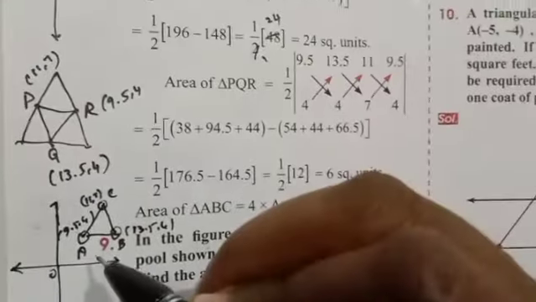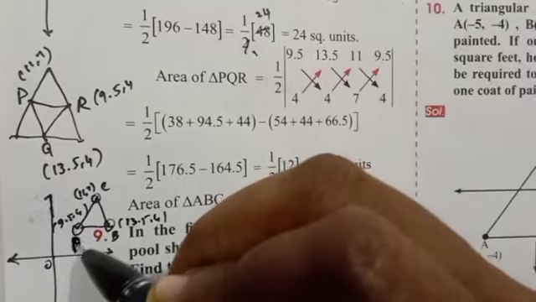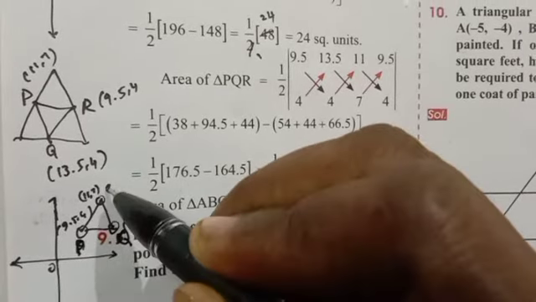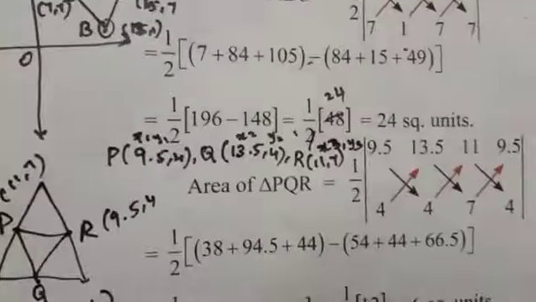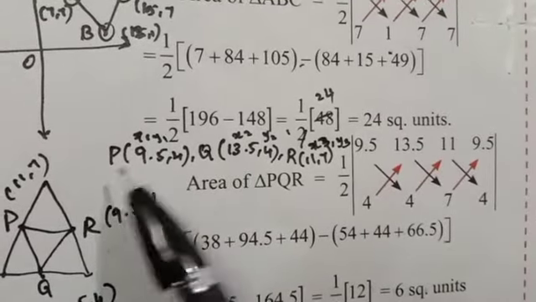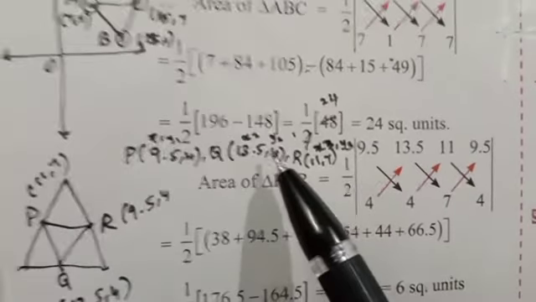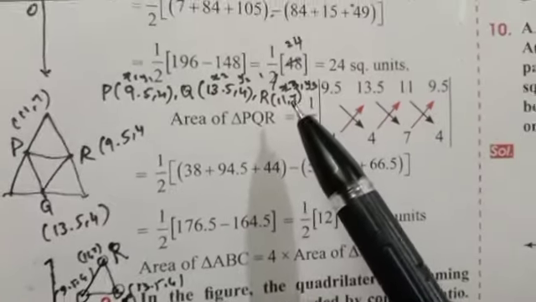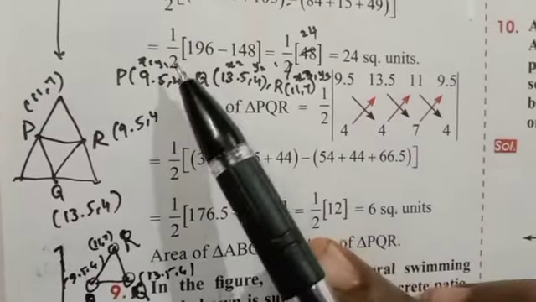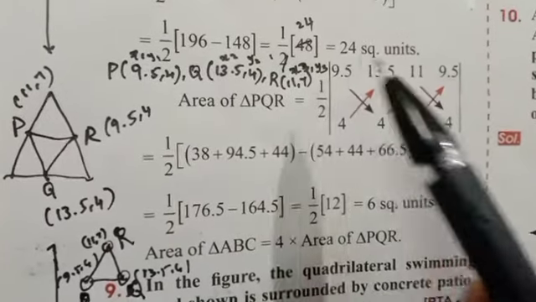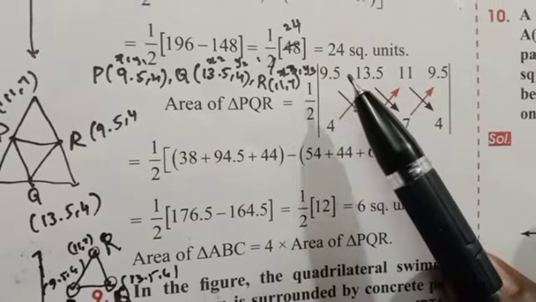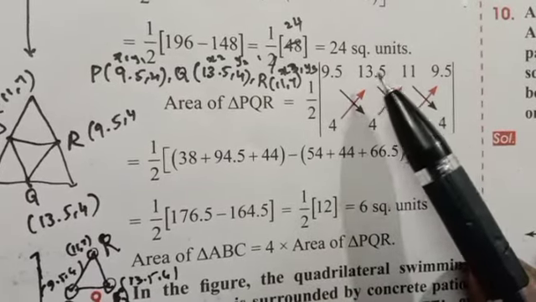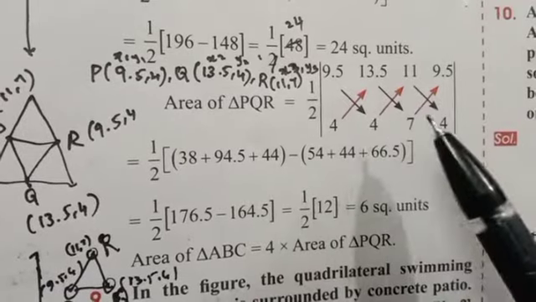Here the name is PQR, students, so you have to take them in order: P, Q, R. So P is (9.5, 4), Q is (13.5, 4), then R is (11, 7). So it is x1 y1, x2 y2, x3 y3. Now you already wrote the formula, so directly substitute the values: x1, x2, x3, then x1, and y1, y2, y3, then y1.